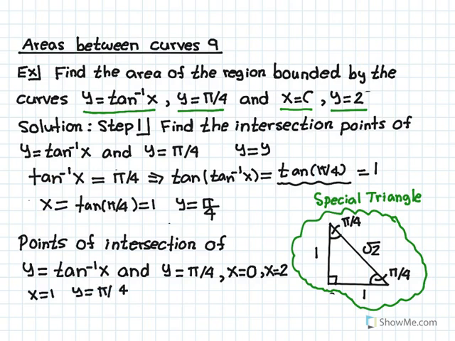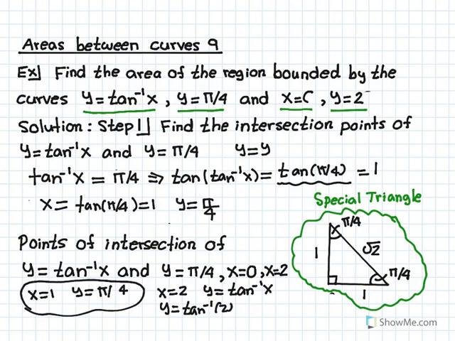to find. So let's plug in x equals 2. This one is very easy to find. Plug it into y equals tan⁻¹x, and we get y is equal to arctangent of 2. And that's the other intersection point. Let's put it in boxes. So that's the first intersection point, and this is the second intersection point.